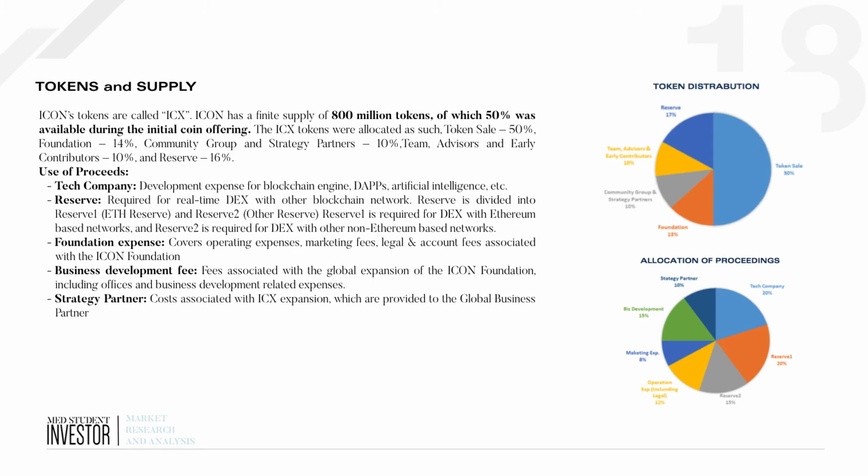Use of proceeds: tech company, development expense for blockchain engine, dApps, artificial intelligence, etc. Reserve, required for real-time DEX with other blockchain network. Reserve is divided into Reserve 1, ETH Reserve, and Reserve 2, Other Reserve. Reserve 1 is required for DEX with Ethereum-based networks, and Reserve 2 is required for DEX with other non-Ethereum-based networks. Foundation expense covers operating expenses, marketing fees, legal and account fees associated with the Icon Foundation. Business development fee, fees associated with the global expansion of the Icon Foundation, including offices and business development related expenses. Strategy partner, costs associated with ICX expansion, which are provided to the global business partner.